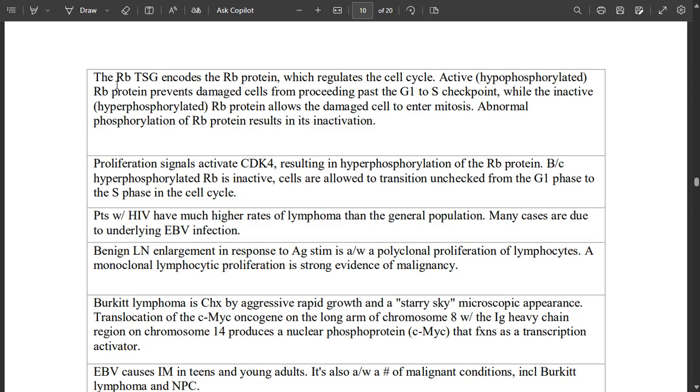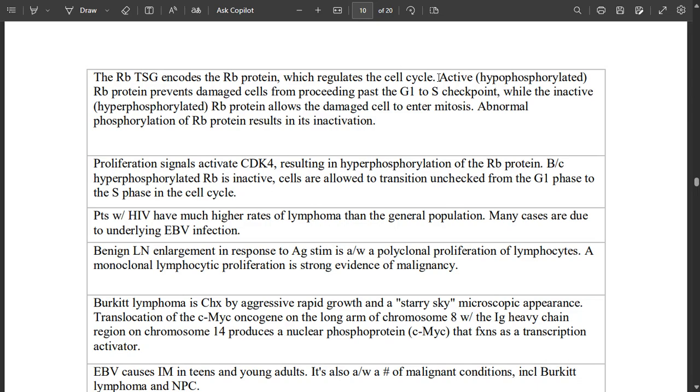Now, the retinoblastoma tumor suppressor gene encodes the RB protein, which regulates the cell cycle. Active hypophosphorylated RB protein prevents damaged cells from proceeding past the G1 to S checkpoint. After G1 of the cell cycle, there is a G1 checkpoint. To cross that checkpoint to the S, DNA synthesis phase, one needs inactive RB protein. Active RB protein prevents defective cells from crossing the G1 checkpoint.